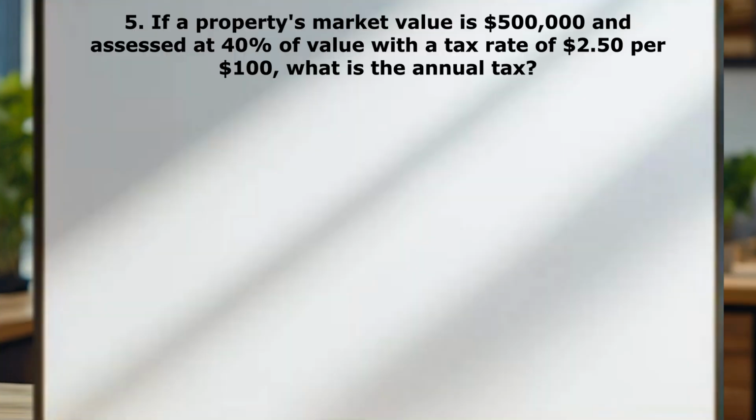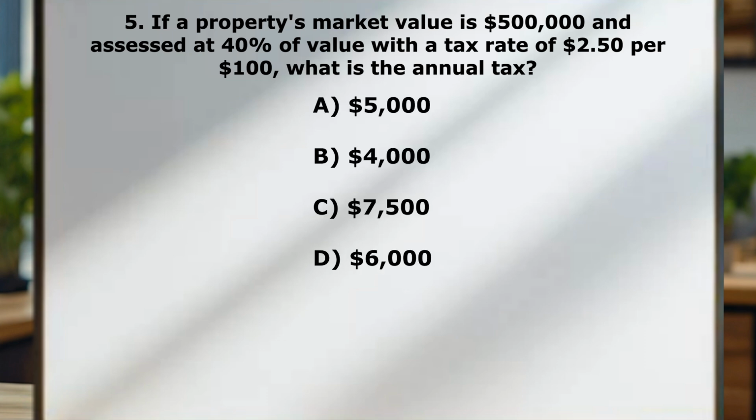Question number 5. If a property's market value is $500,000 and assessed at 40% of value with a tax rate of $2.50 per $100, what is the annual tax? A, $5,000. B, $4,000. C, $7,500. D, $6,000. Correct answer here is A.